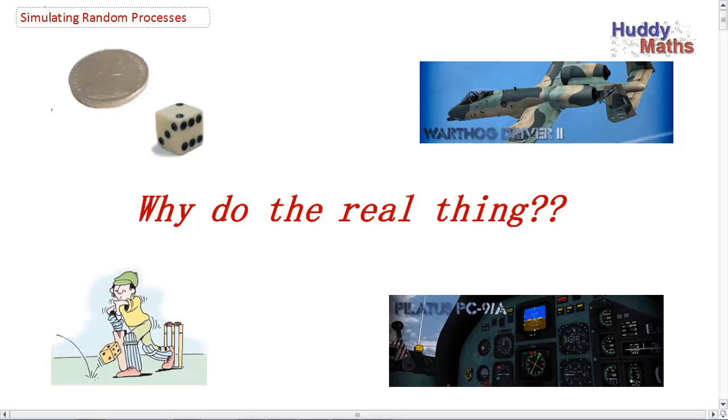What's going on here? Simulating random processes up the top here. Gee, that's a mouthful. Wonder what that means. Let's look around the screen for a bit here and lock into the word simulating. Simulating means mimicking. Well, not doing the real thing, but doing something similar.